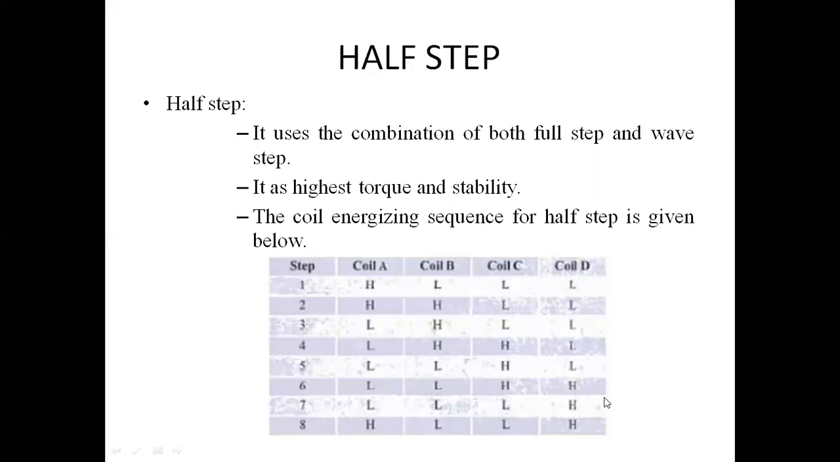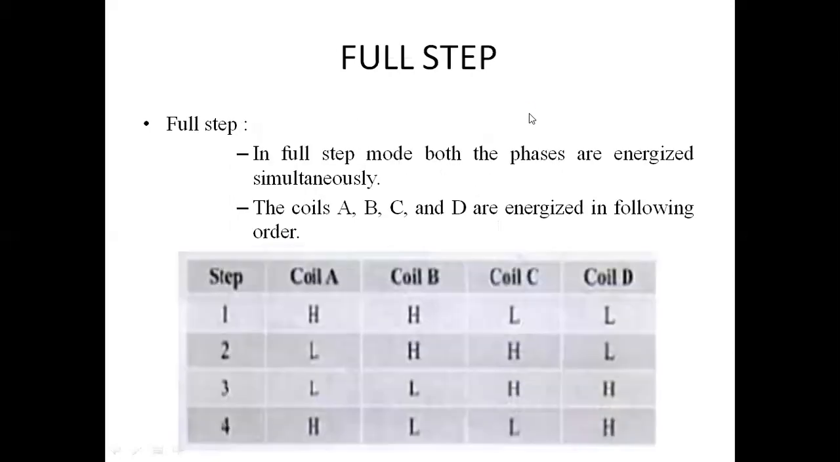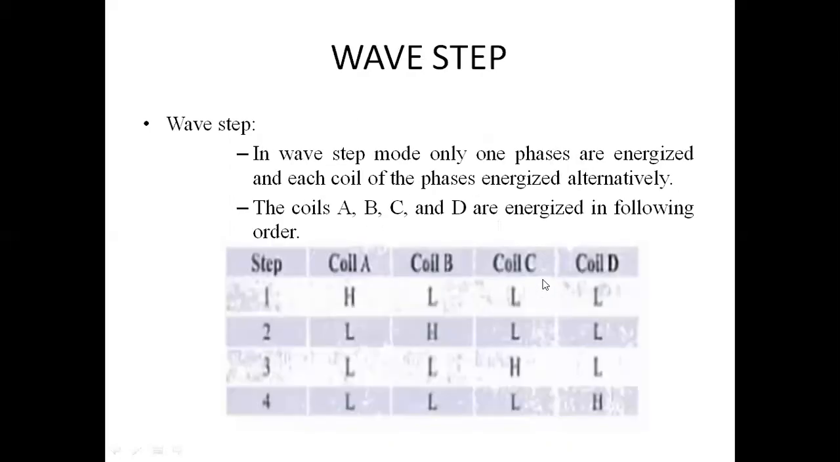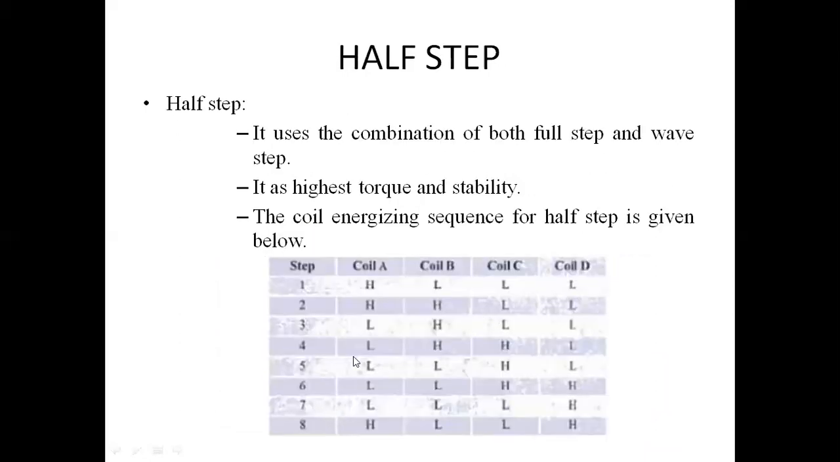In half step, it uses a combination of both full step and wave step. In the first step, it will use a full step, which is HHLL. In the next step, it will use the wave step, where the first one will be high and the other three will be low. In the third, it will again use the wave step, where the first is low, the second will be high, and the rest will be low.